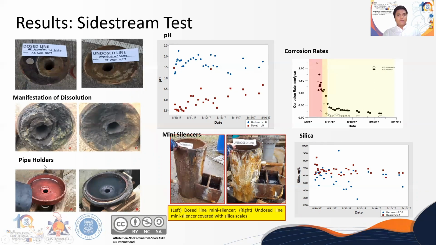The third set of photos shows the pipe holders for both the dosed and undosed lines. As you can see, the dosing helped in minimizing the formation of new silica scales, and this can also be observed in the mini silencers. So that is the mini silencer section that we have here. The fourth set of photos: after decommissioning, it was observed that less silica deposits were seen in the dosed line compared to the undosed.